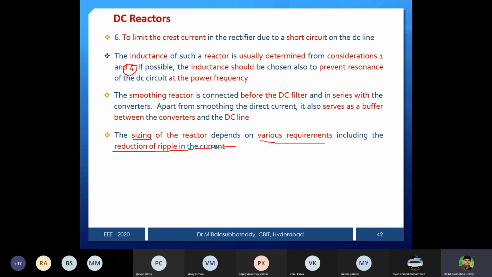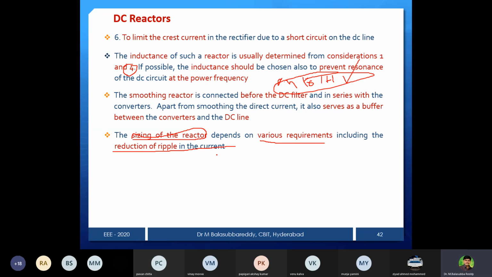So the major role is choosing the value of the inductance. I told you, let the value be 0.421 Henry. This is the value of inductance we need to place, but it depends on our requirement and our application. Based on your parameters, you have to set the preference and select the value of the reactance. That's what we mentioned here.